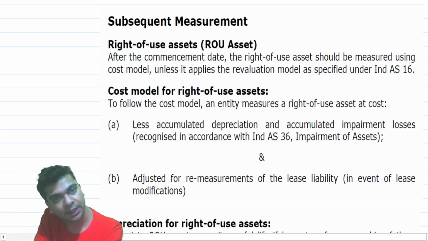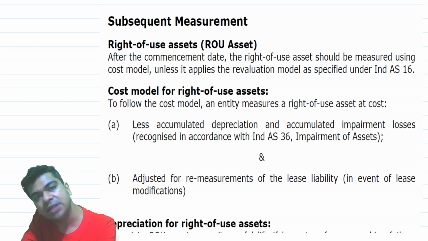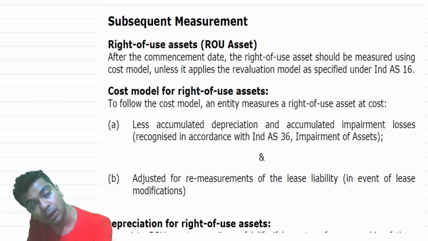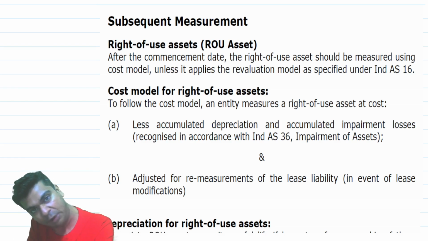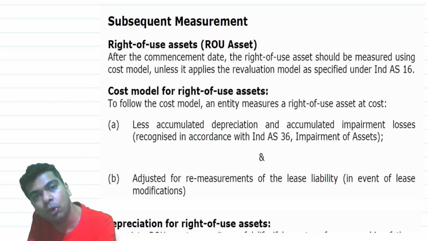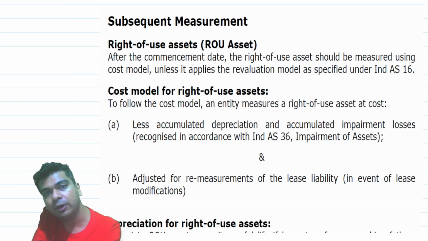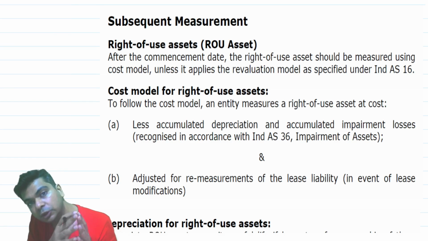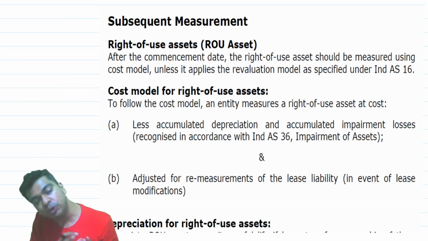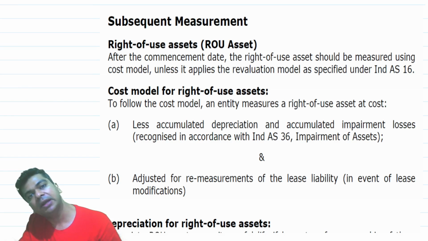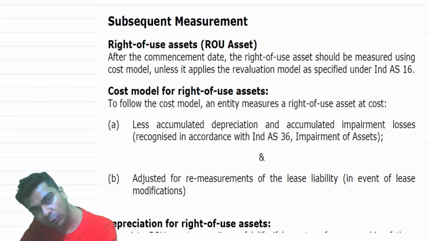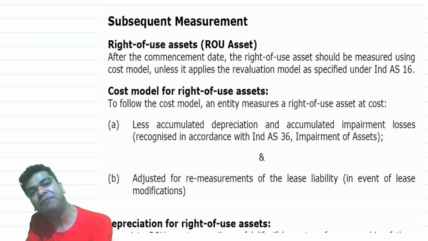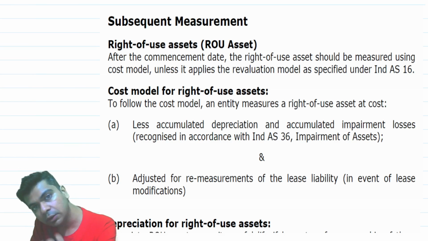If you are a lessee, you will initially recognize the ROU asset at cost. What are the items that will be included in the cost? That has been the subject matter of one of the earlier episodes, isn't it? You very well know what will form part of the cost of the ROU asset. So you will initially recognize the ROU asset at cost. Subsequently, you will follow the cost model unless and until you decide to follow the revaluation model. So the preferred choice is the cost model, but the revaluation model is not ruled out.